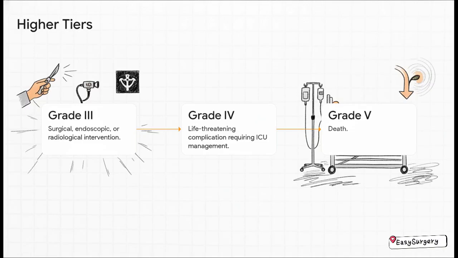Ascending that ladder of severity, Grade 3 is where we escalate from just giving drugs to actual physical interventions, maybe a drainage, an endoscopy, something like that. Grade 4 is when things get really critical. This patient now needs the intensive care unit, organ support, and management for single or multiple organ failure. And Grade 5, as we mentioned, represents the ultimate failure of intervention, which is death.